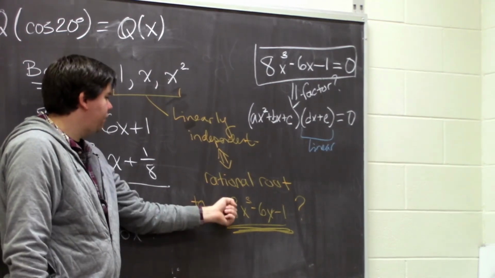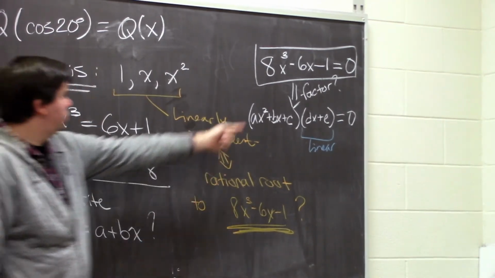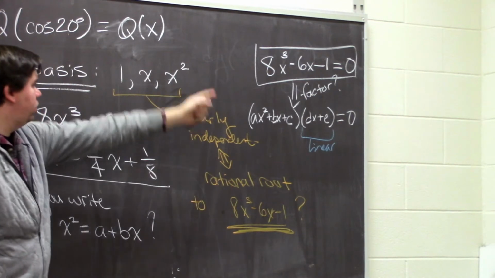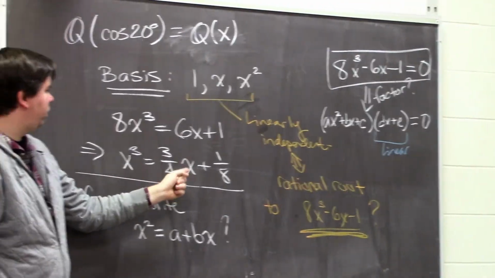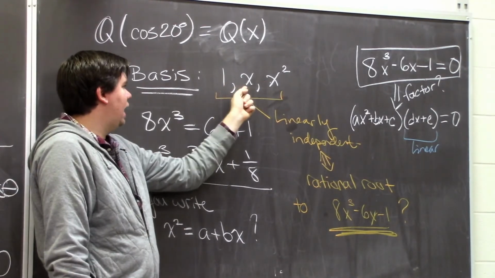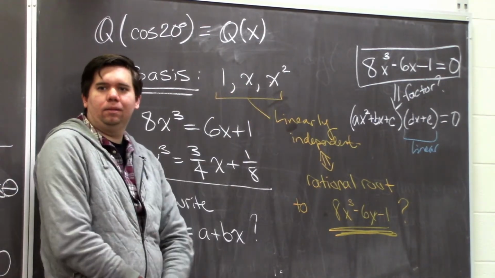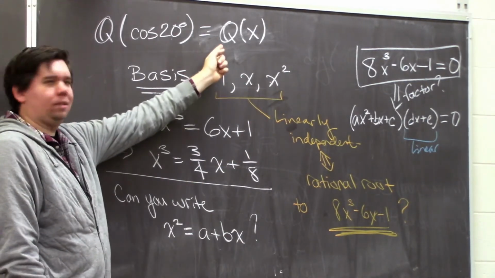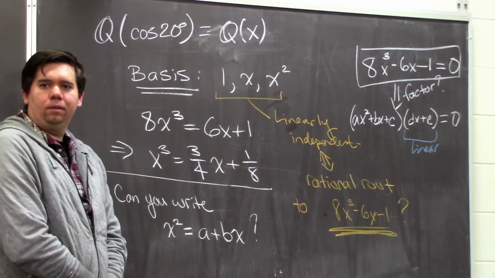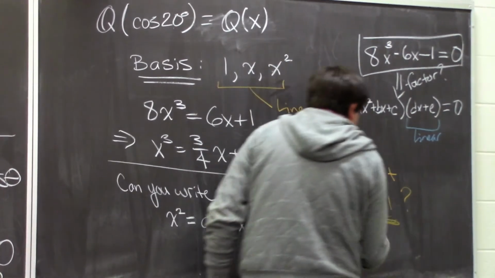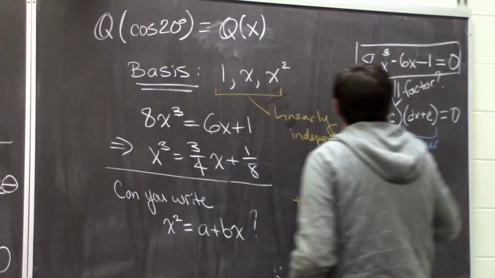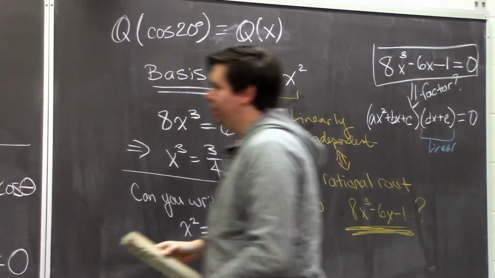And since it doesn't have a rational root, there's no way to factor this down. And since there's no way to factor that down, x cubed is the smallest thing you can simplify. And so you have to have 1, x, and x squared in your basis. That is, this is a degree 3 extension. Okay, so does this have a rational root? We're going to need some space for this, so let's come over here.